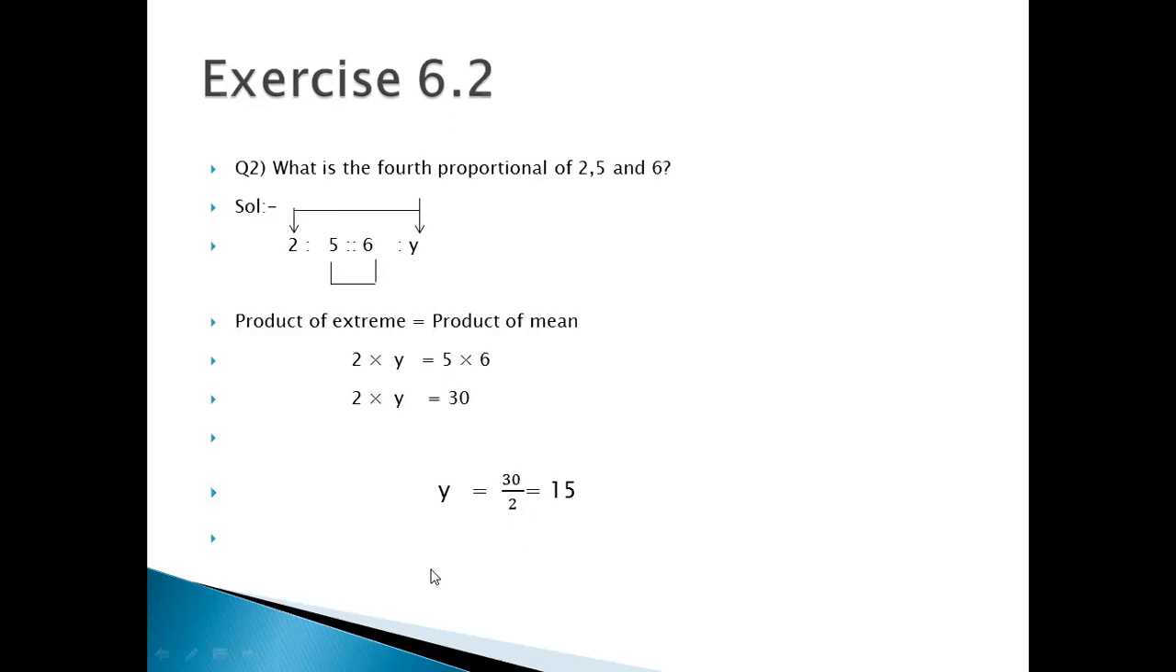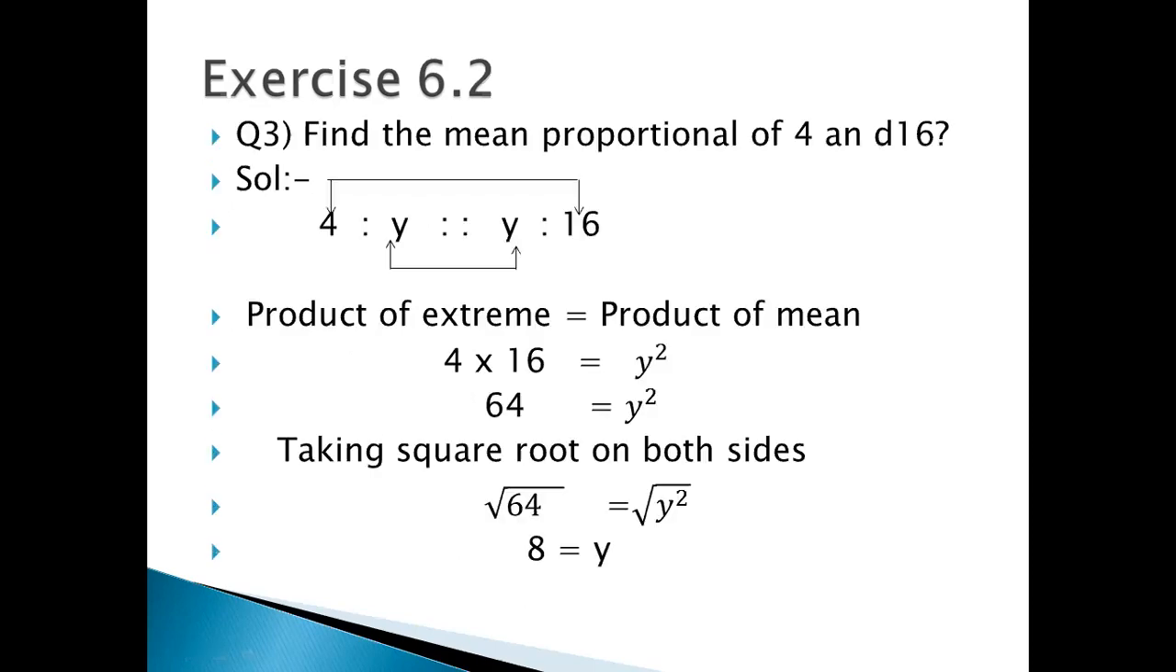The fourth proportional is 15. You can check your answer. Look, if the fourth proportional is 15, then 15 twos are 30, and 30 is equal to 30. So the question number 2 solution is this. This is a very important exercise. Questions mostly come from it in the exam. Now come to question number 3.